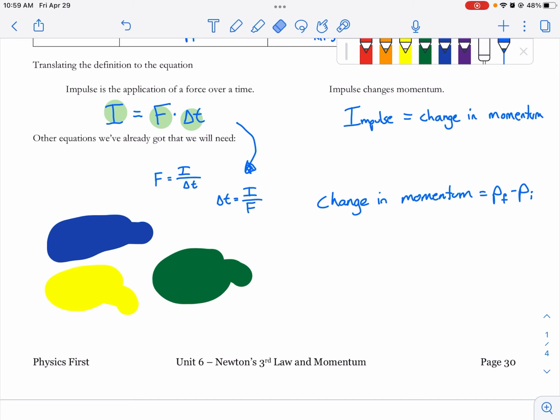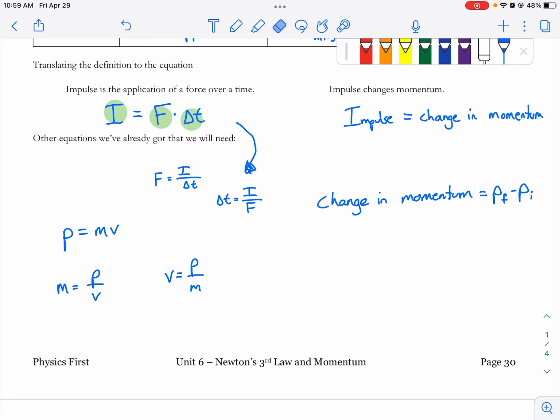And then some from this unit is finding the momentum, or maybe the mass, or maybe the velocity. Okay, so those are the equations that you might need to use.